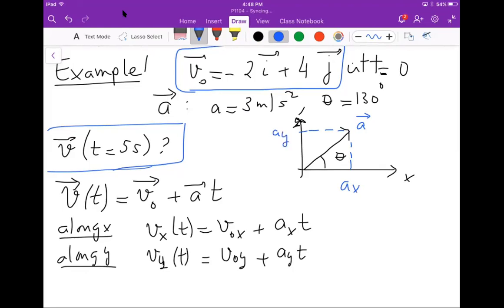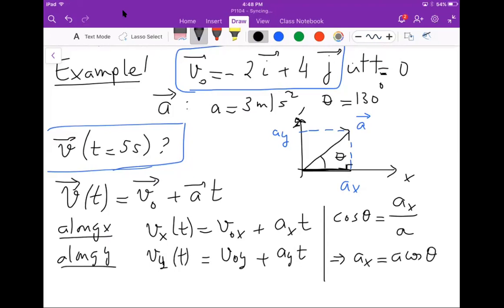Now, how can we get Ax and Ay as a function of A and theta? It's the following. Let's write down here aside cosine and sine theta. So if you just take this angle theta, cosine theta is given by the adjacent, which is Ax, divided by the hypotenuse, the magnitude of the vector A. So from here, we can conclude that Ax is equal to A cosine theta, right?